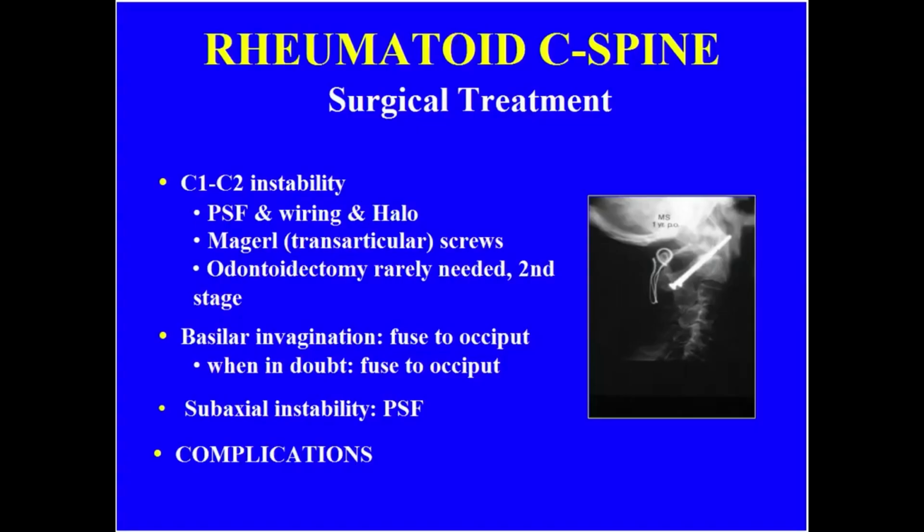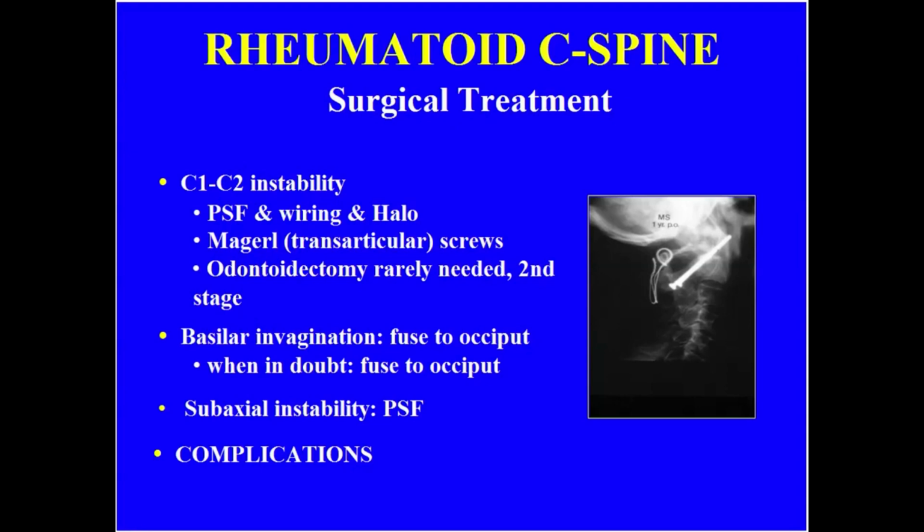What is the cervical treatment? Well, for C1, C2 instability, the treatment is posterior spinal fusion. And I think certainly nowadays the standard is to use the Magerl transarticular screws, which eliminates the need for a halo, basically. Even in a rheumatoid patient, a Magerl fusion, which includes posterior wiring and the transarticular screws, you do not need a halo, even in these osteoporotic patients.